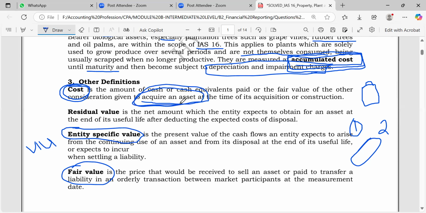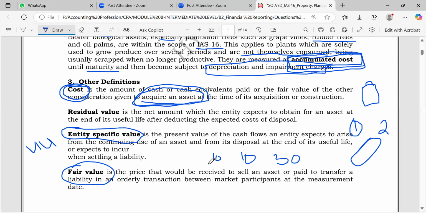You have to incur something, right? You do not have it with you. But for entity specific value, you already have an asset and you say, okay, if I use it for the first year, I would have 10 million. For the second year, 10 million again. Let's say for the third year, I would have 10 million and then I could sell it for 20 more million. So after 3 years, I would have 30 million, right?